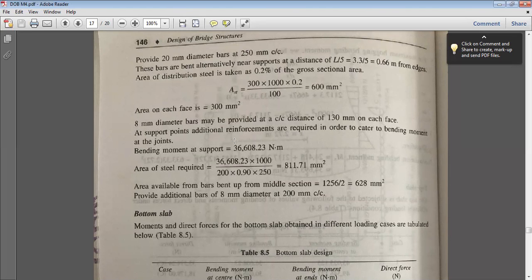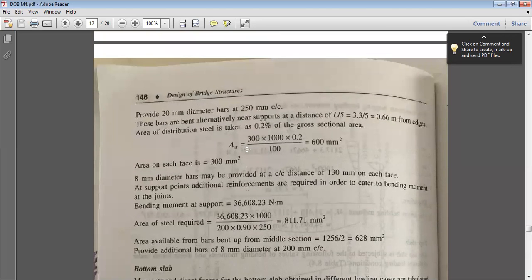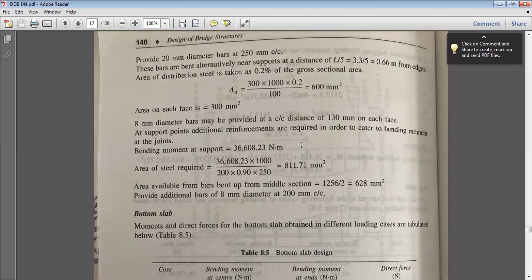Next, bending moment at support 36. So area of steel required is 811 mm square. We have already provided 20 at 250 at the center. The same steel I will be alternately bending up at the support.